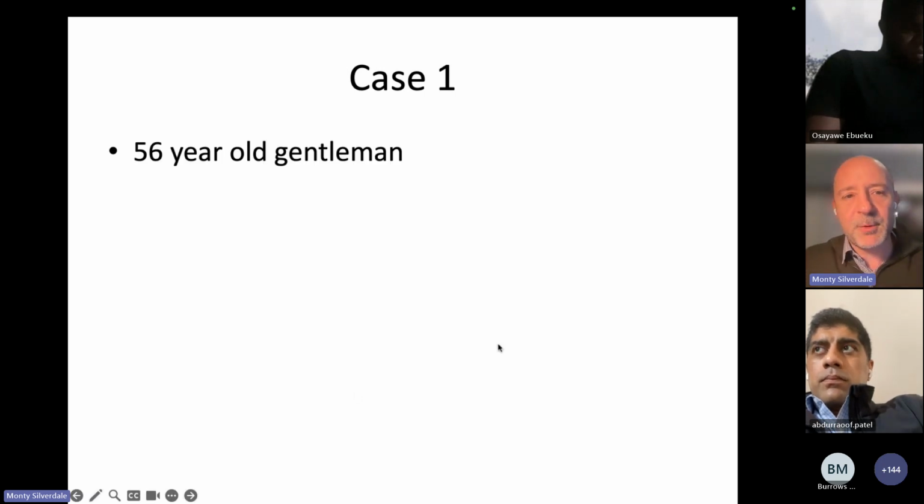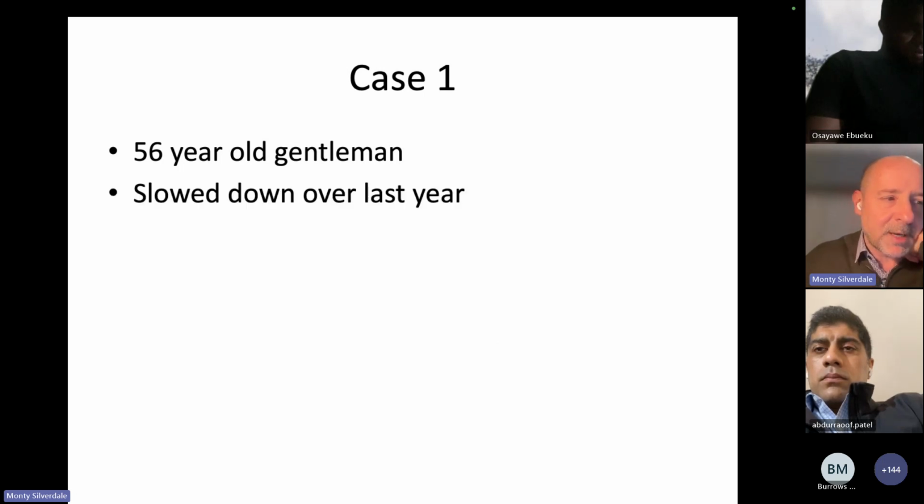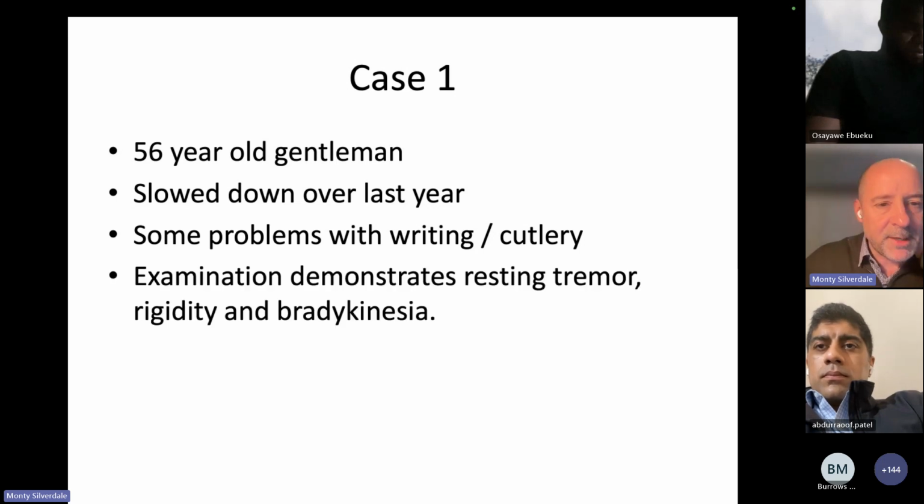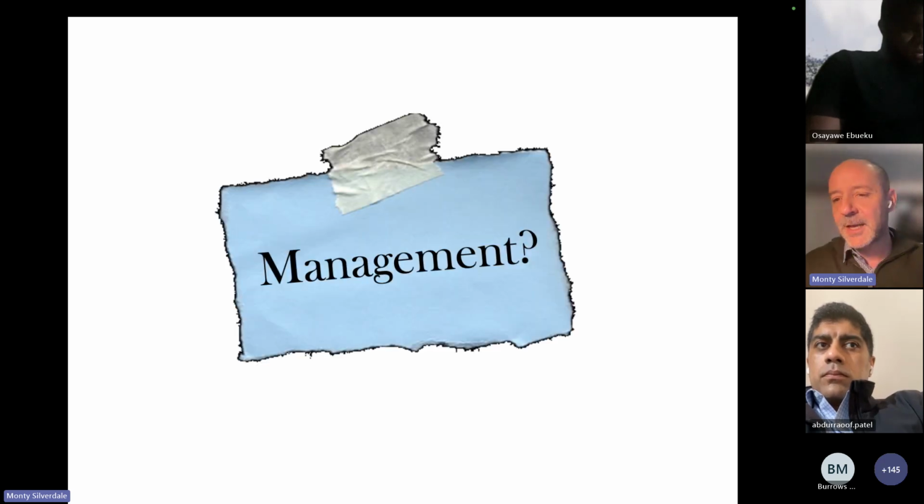So case one, it's quite a simple case, basically a 56-year-old chap, and he has slowed down over the last year. Family come with him, they were worried that he's been slowing down. He's got some problems with things like writing and cutlery, so some problems with fine finger movements. And you examine him like we've seen on the video, and you find that he's got resting tremor, he's got rigidity, and he's got bradykinesia. So quite a simple case.